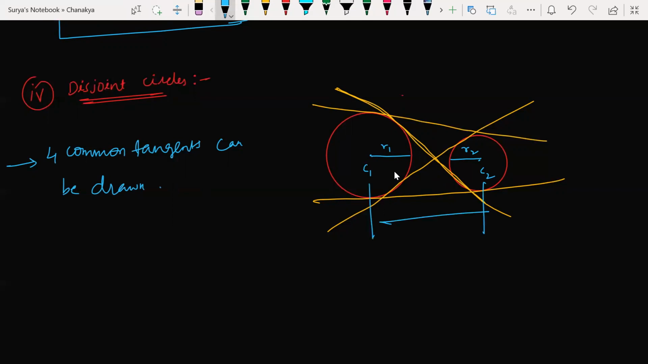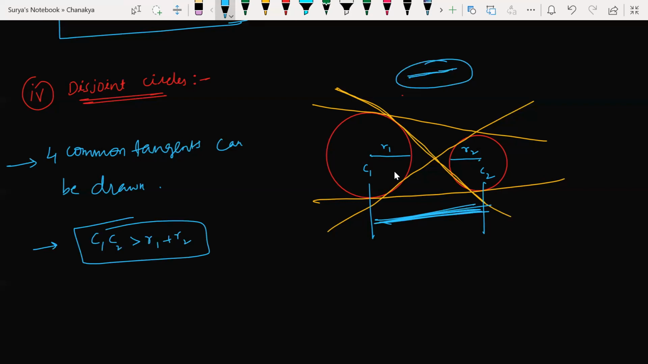And R1 plus R2: R1 is this much and R2 is this much, we will add both. If I just add these two, I get this much line. If I take C1C2, I get this much bigger line. So, of course, C1C2 is greater than R1 plus R2. Do you agree with my point?